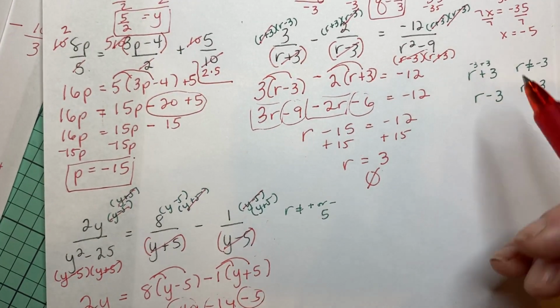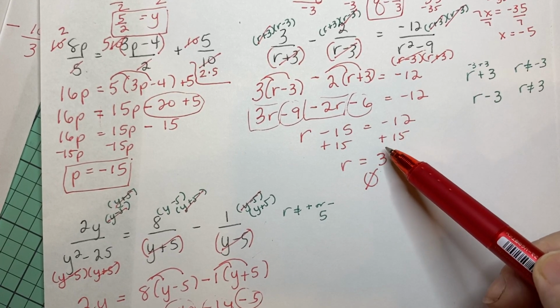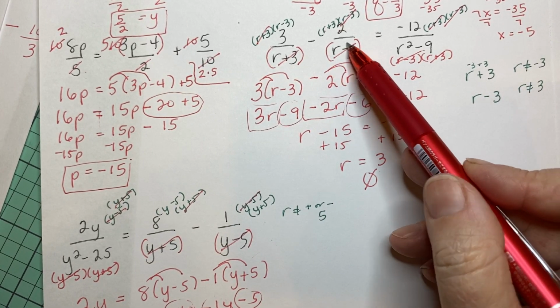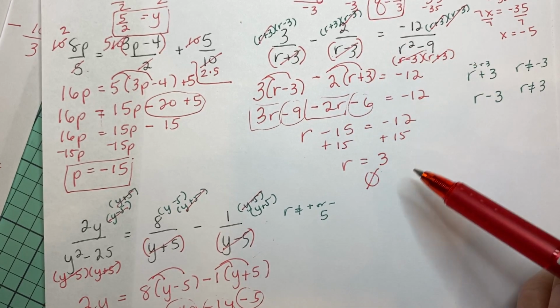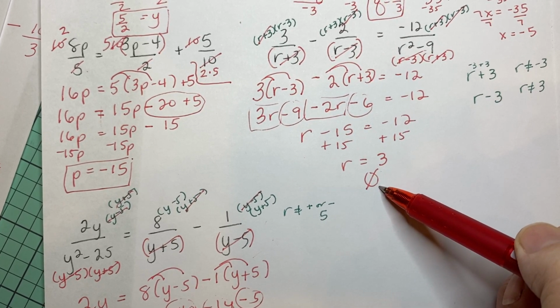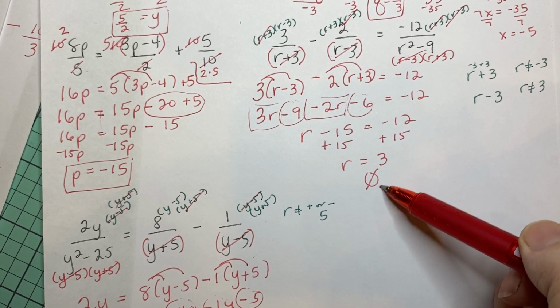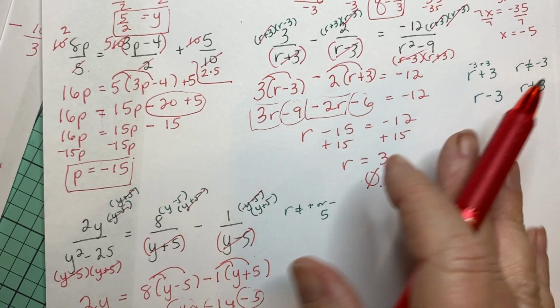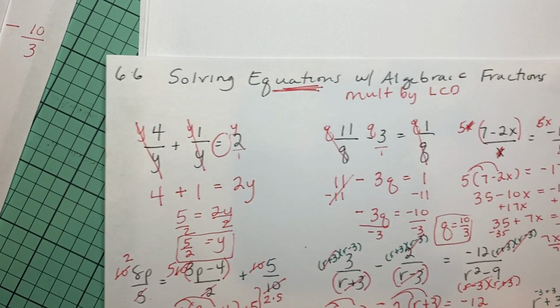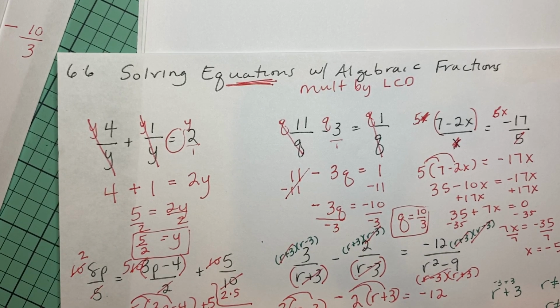But because up here, r is 3, and when you plug 3 in, 3 minus 3 gives you 0, that can't be an answer, so that's no solution. Because remember, you can't divide by 0. It would give you a no solution. So that's 6.6 algebraic equations, and so you're ready for the 6.6 practice problems.